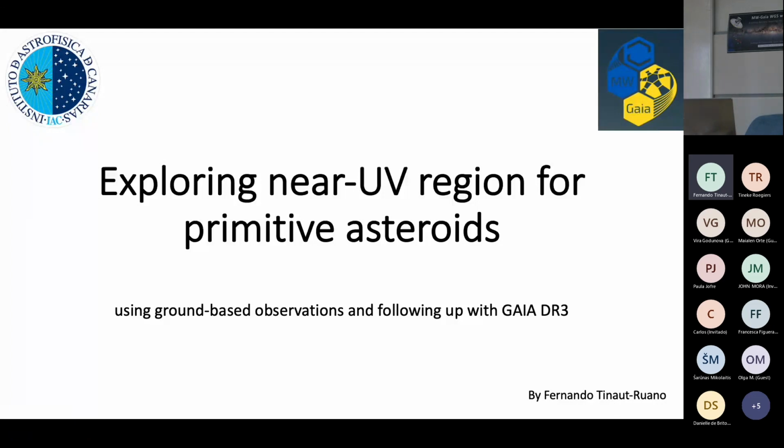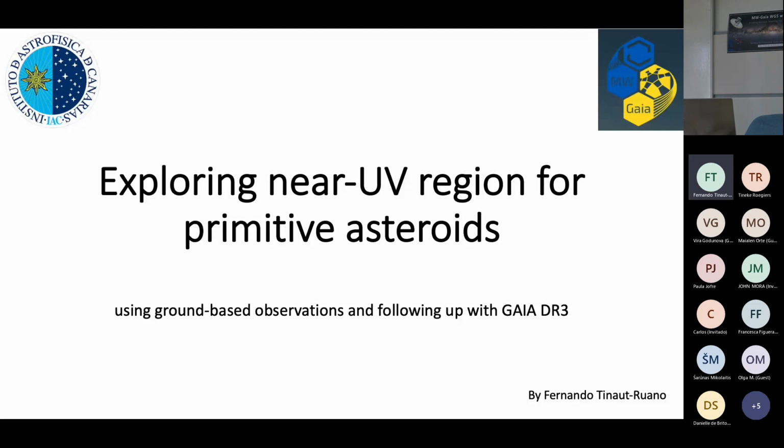I'm Fernando Tinaut Ruano, a second-year PhD student at the Instituto de Astrofísica de Canarias. And as Alessandro said, I work on the spectroscopy of asteroids, mainly primitive asteroids. Today, I'm going to explain the state of our work and how it will be completed with the very useful for us Gaia Data Release 3.